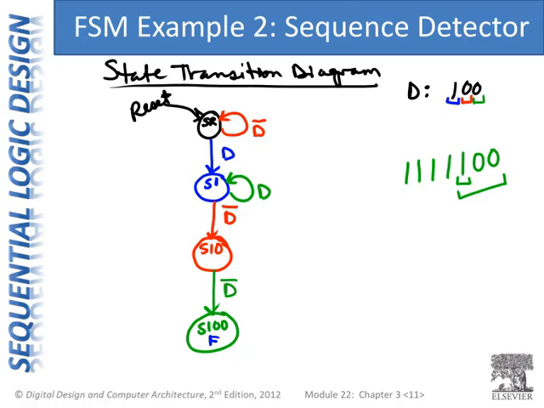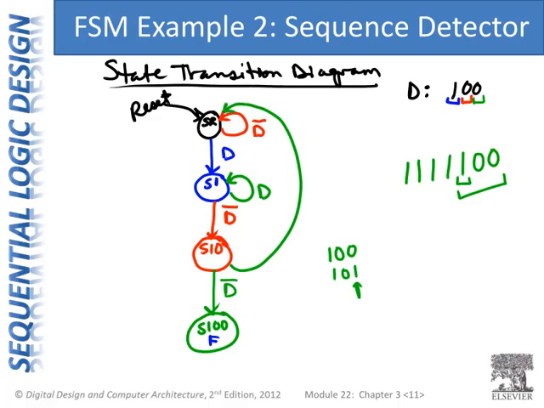So if we're in the S10 state, that means that we've detected 1 and 0 already. So we know what happens if we get a 0. Well, then we take this transition and go into the S100 state and assert F. But what happens if we get 1, 0, 1? So our next bit, instead of D being low, D is high. Well, again, the tempting thing to do here is to say, okay, D is high, not what I wanted, and go back to the reset state.